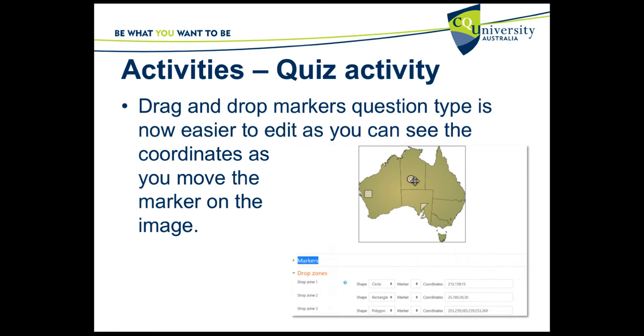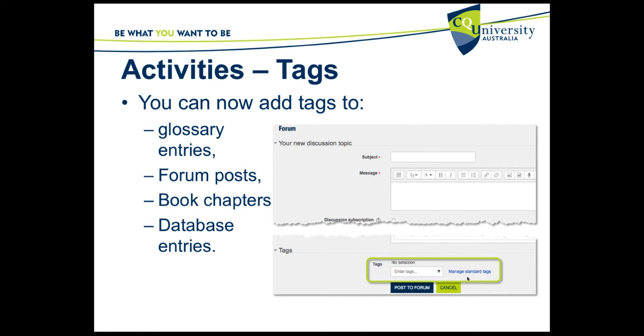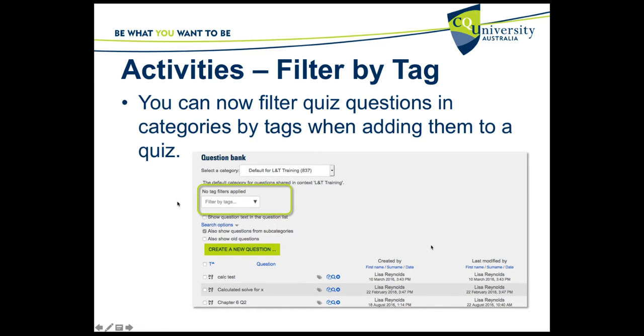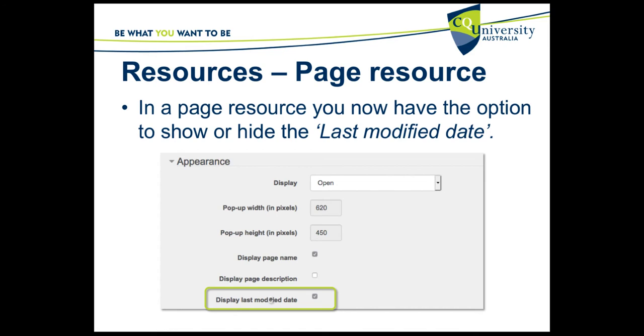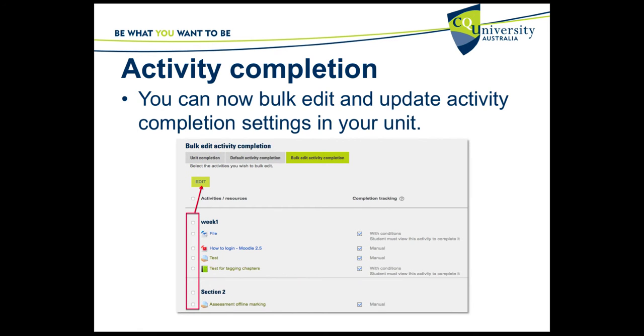The drag and drop markers question type is now easier to edit, as you can see the coordinates as you move the marker on the image. You can now also add tags to glossary entries, forum posts, book chapters and database entries. And you can now filter quiz questions in categories by tags when adding them to a quiz. In a page resource, you now have the option to show or hide the last modified date. And in activity completion, you can now bulk edit and update activity completion settings for your unit.